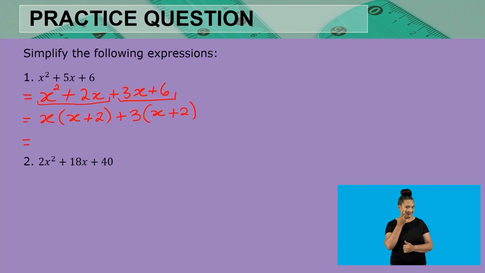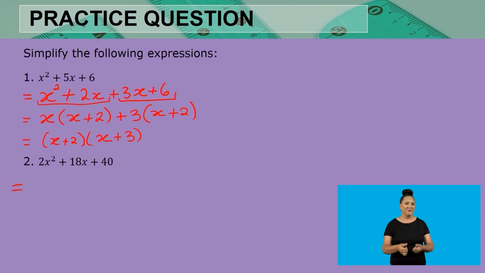Now, as you can see, those brackets are common in this expression. So we are going to take them out as a common factor, and we are going to be left with x plus 3 from each term. And we have factorized that expression.